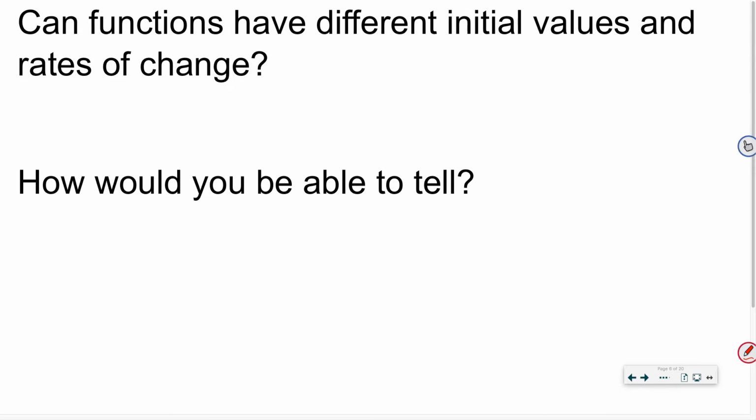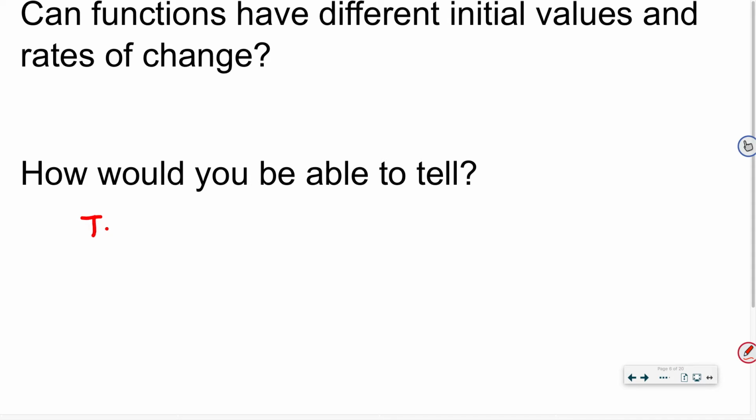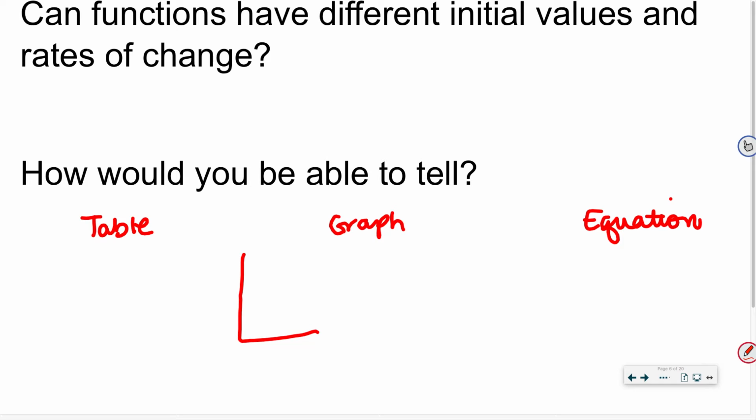How would you be able to tell? What would you look at if we had a table, a graph, or an equation? How would you tell if the rate of change and initial value is different in, let's say, 2 graphs? What would you look for specifically? For one, what value is that going to help you find? A slope. So when I look at any relationship, do I want to look at the value of 1 for my slope?